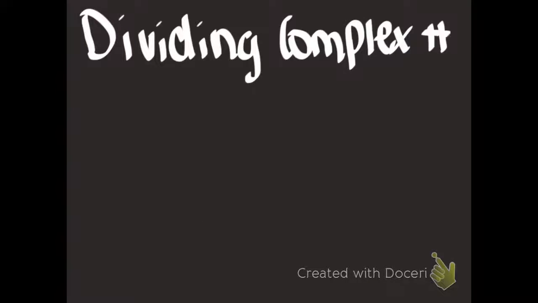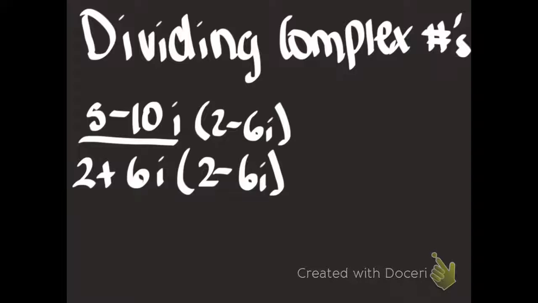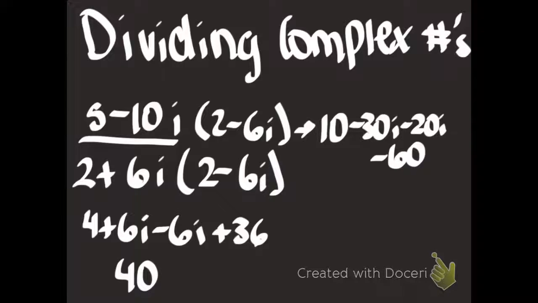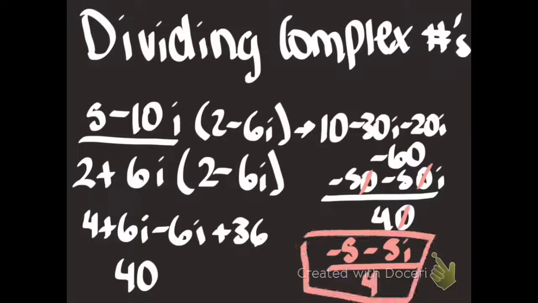Now we're going to divide two complex numbers. The equation is 5 minus 10i over 2 plus 6i. You're going to multiply the bottom by the conjugate to get the i out of the bottom. You then distribute and you get 4 plus 6i minus 6i plus 36, which cancels and gives you 40. Then you do the top and you get 10 minus 30i minus 20i minus 60. You then put that all over 40 and you get negative 50 minus 50i over 40, which cancels out, giving you negative 5 minus 5i over 4.